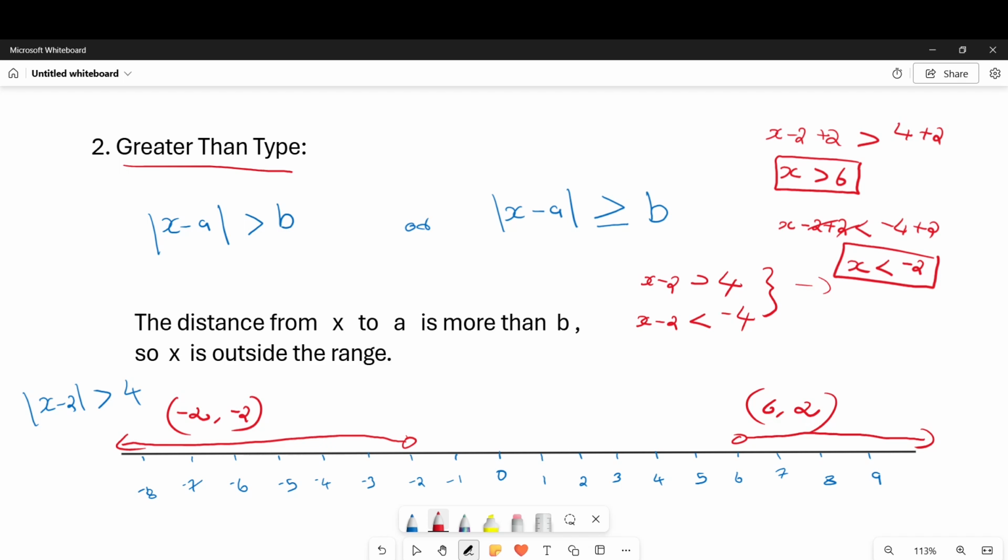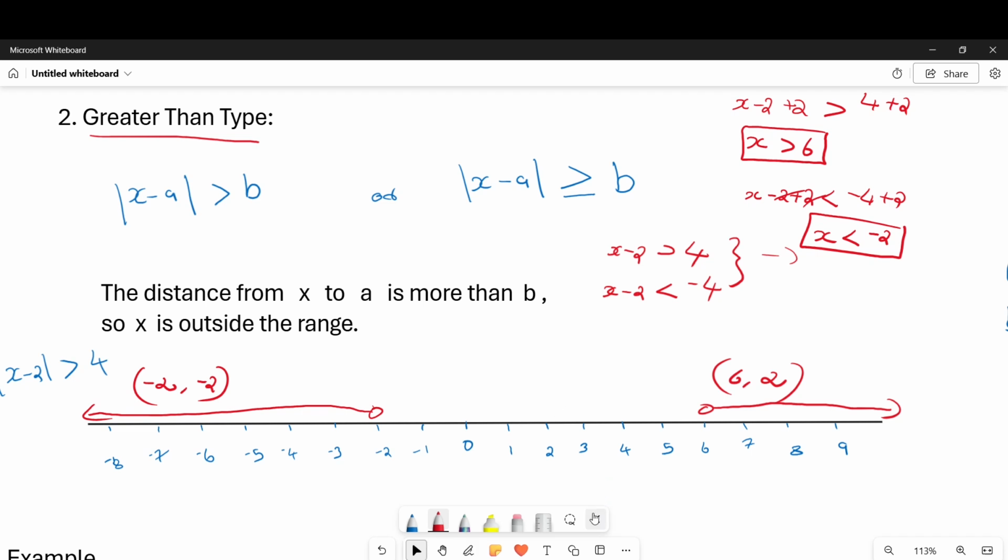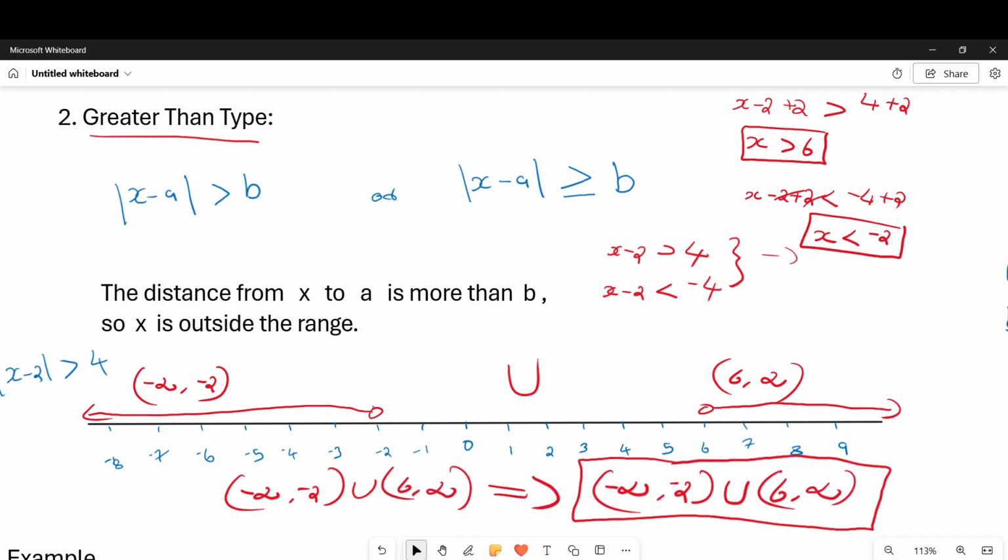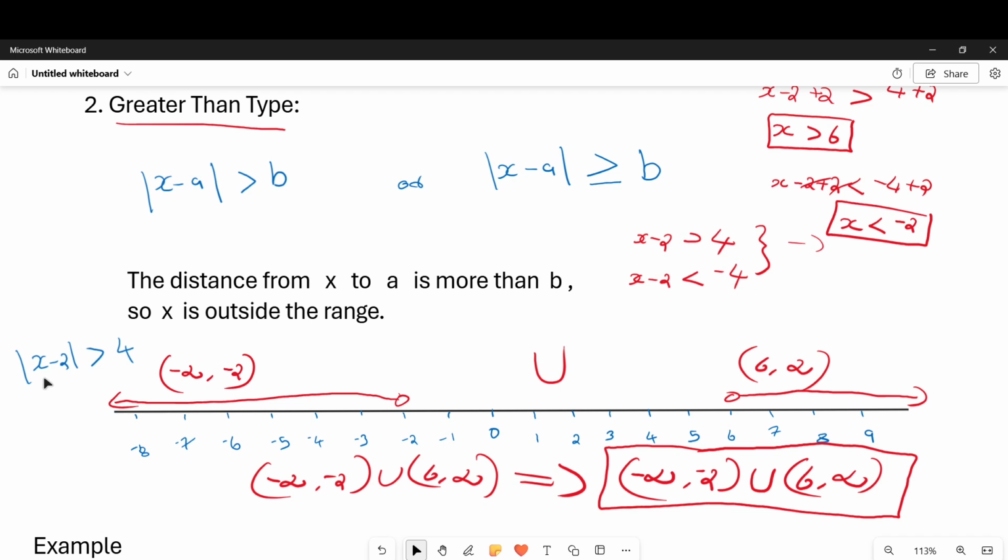In this case, we need to combine these two intervals, these two ranges, so we have to use a union symbol. The union notation will look like minus infinity comma minus 2, union 6 comma infinity. These are the values we can apply to our original inequality to satisfy the condition.